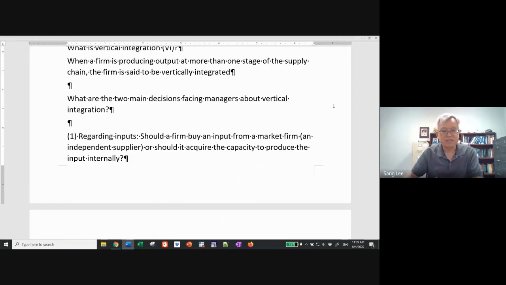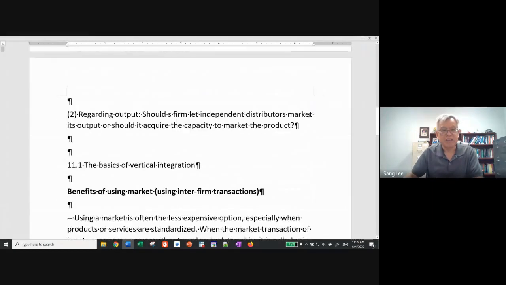Now, the next decision is regarding output. Should you sell your product directly to consumers, or should you let outside independent retailers and distributors sell your product? So this decision is pertinent to the downstream of your supply chain.